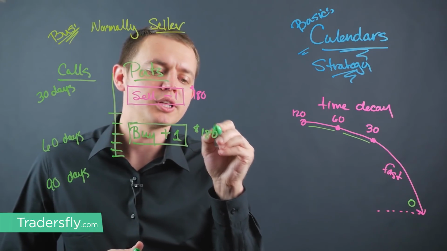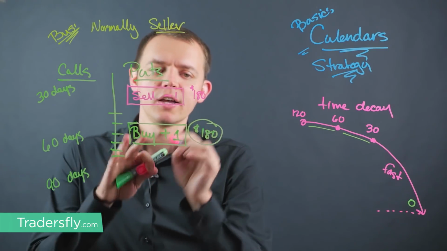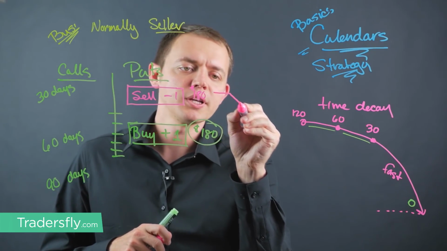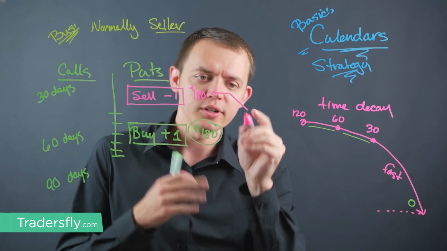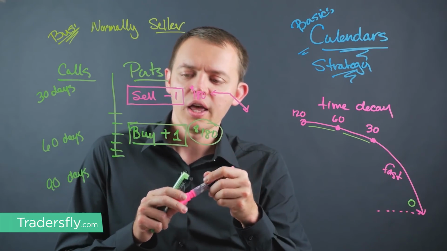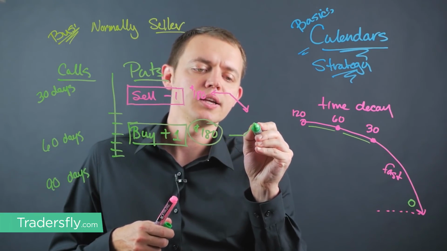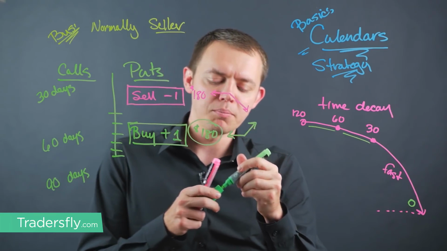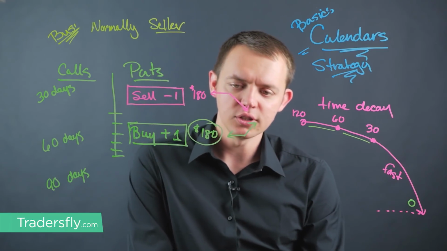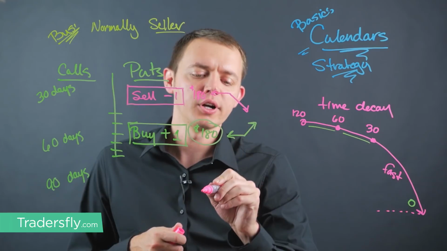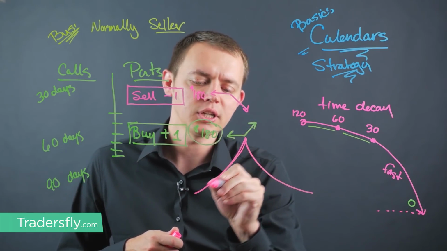And again, this would be at the $180 strike price. So when you're a net seller of a contract, your profit picture is going to look something like this, because you're selling a contract. Depends on if you're doing puts or calls, of course. And if you're buying one, it may look something like this. So combining those two together, you get a spread that will look something like this. And that's what a calendar really looks like.